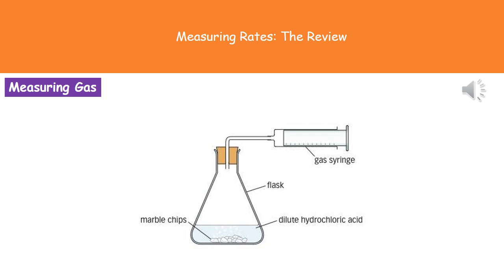So what we've got here is the experiment setup that you would use in order to measure the amount of gas that's made during a chemical reaction. Now they do like to ask you about this, so make sure you can identify and label the gas syringe and also the conical flask particularly.